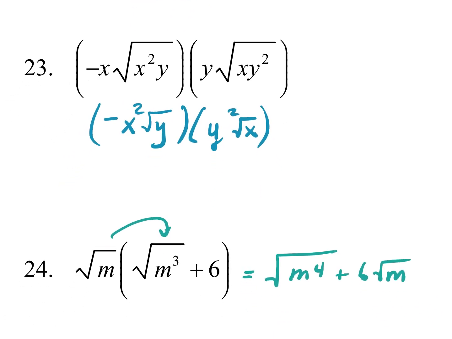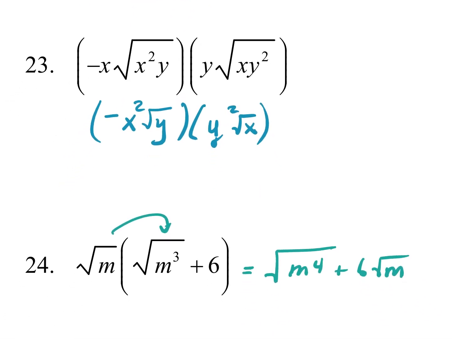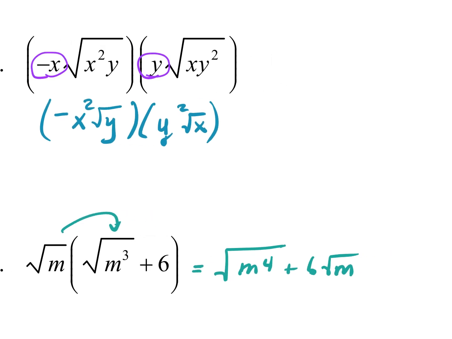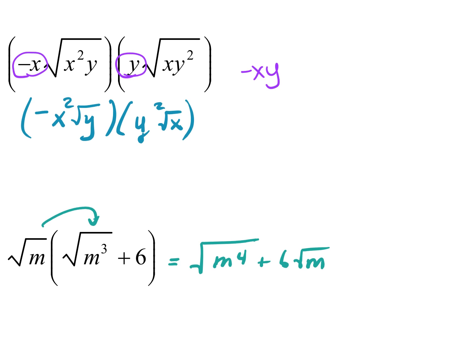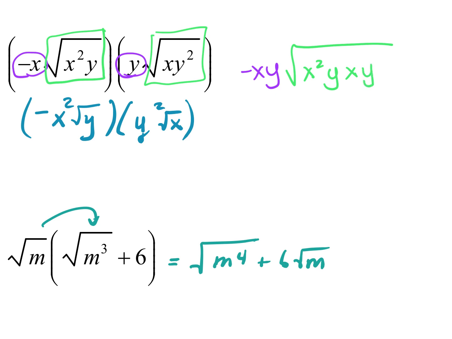Okay. So first thing I would say is I can multiply the outsides together, like negative x and a positive y gives me negative xy. And then I want to work with the square roots. Because these are both square roots, I can multiply them together. So I get square root of, and it's an x squared, and a y, and an x, and a y squared. You with me so far?